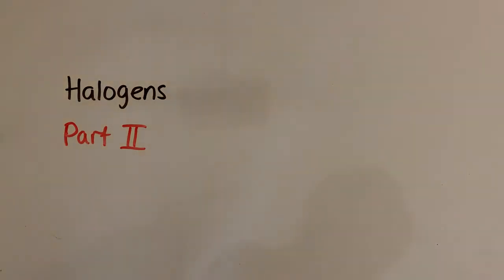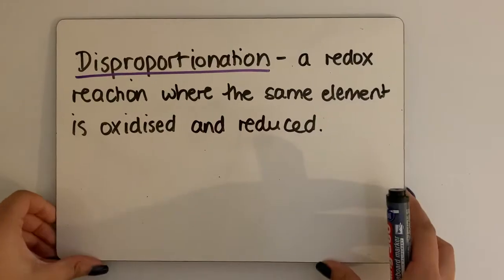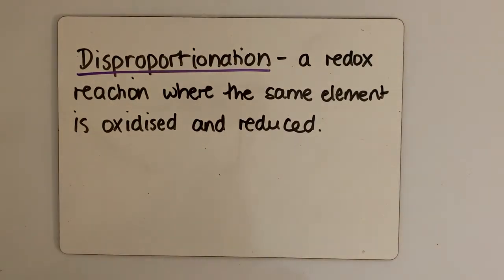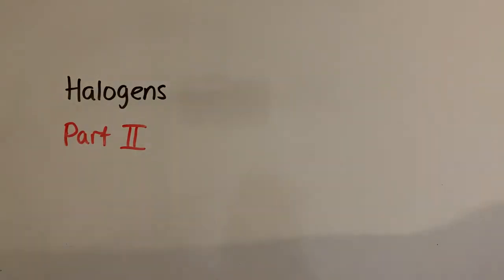Okay, we're going to continue looking at halogen reactions, and the type of reaction we're going to look at here is a disproportionation reaction. And a disproportionation reaction is a redox reaction where the same element is both oxidized and reduced. And the examples we're going to look at are reactions of chlorine.